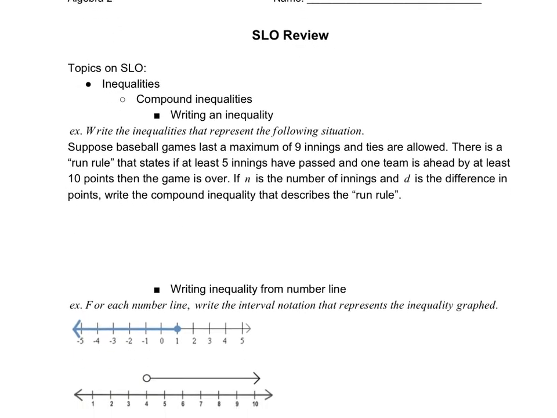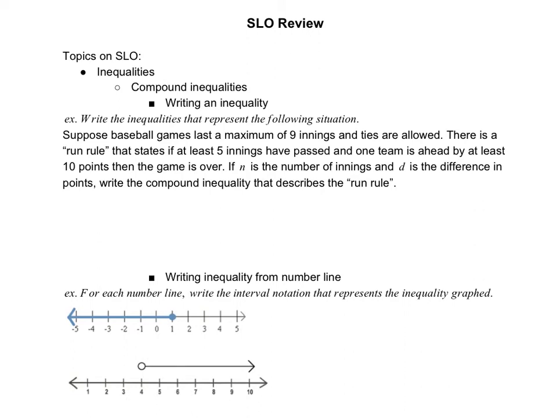So the first example we're going to do is write an inequality that represents our situation. So suppose baseball games last a maximum of 9 innings and ties are allowed. There is a run rule that states if at least 5 innings have passed and one team is ahead by at least 10 points, then the game is over. If n is the number of innings and d is the difference in points, write the compound inequality that describes the run rule.